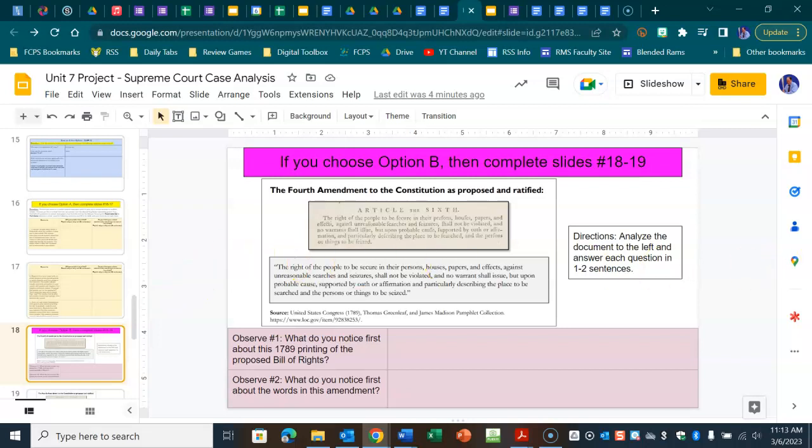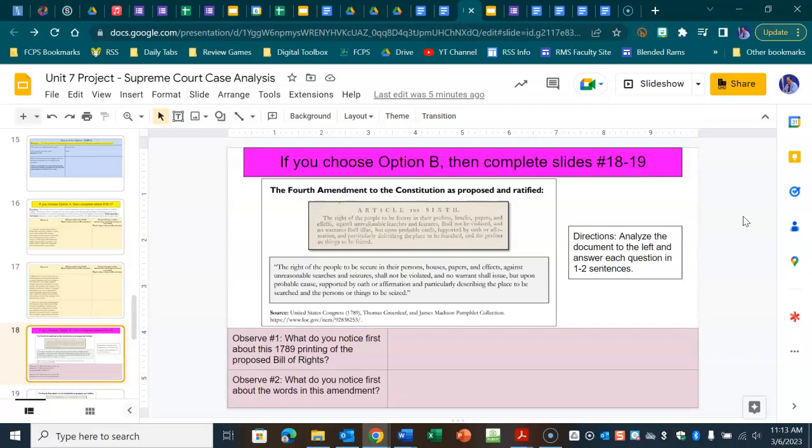Okay, this shows a document, the Fourth Amendment to the Constitution as proposed and ratified. And what it says here is the right of the people to be secure in their persons, houses, papers, and effects against unreasonable searches and seizures shall not be violated, and no warrant shall issue but upon probable cause, supported by oath or affirmation, and particularly describing the place to be searched and the persons or things to be seized. The source is United States Congress, 1789, Thomas Greenleaf and James Madison pamphlet collection. You're going to answer 5 questions.